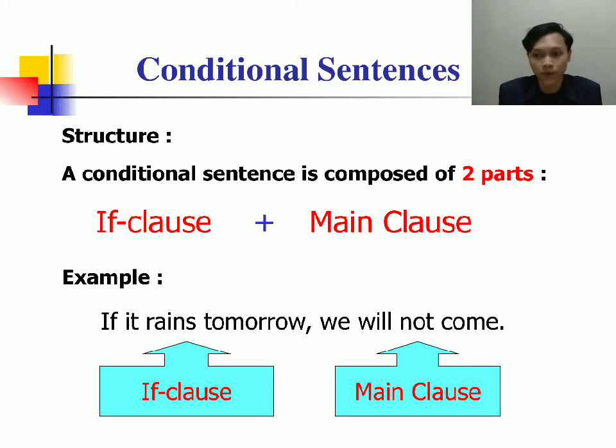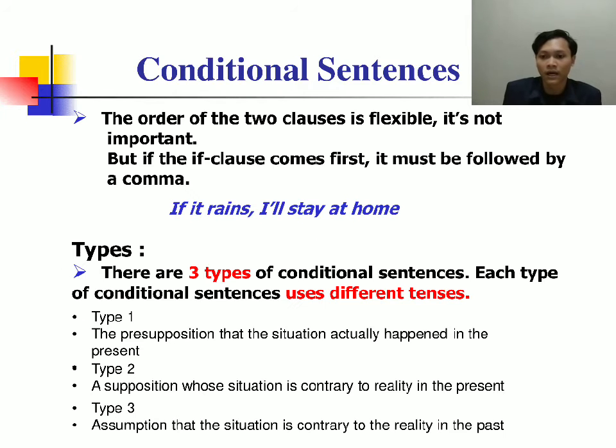A conditional sentence is composed of two parts. There are the if clause and the main clause. For example, if it rains tomorrow, we will not come. Here, if it rains tomorrow is the if clause, and we will not come is the main clause. The order of the two clauses is flexible. But if the if clause comes first, it must be followed by a comma. For example, if it rains, I will stay at home.